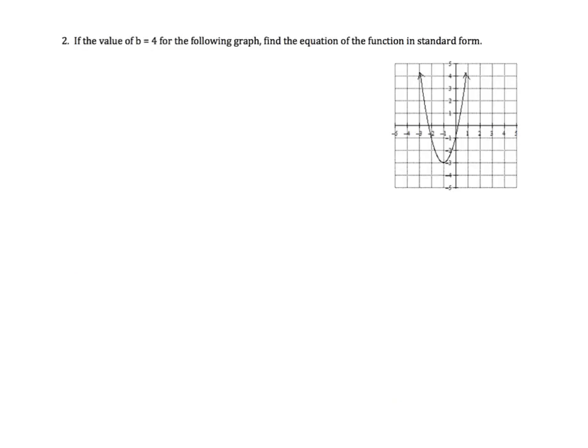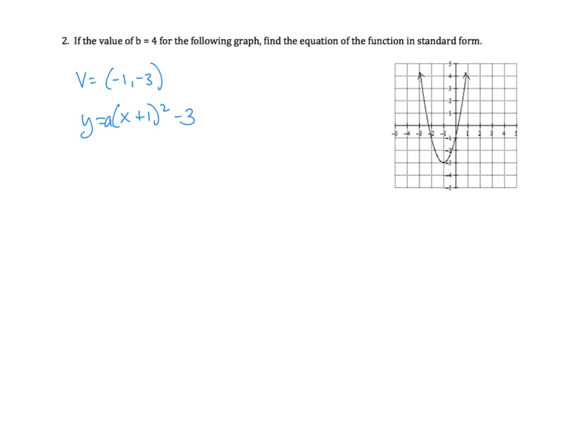Okay, so now let's look at our next question. It says if the value of b is 4 for the following graph, find the equation of the function in standard form. Okay, well, let's see here. What do we know? I know the vertex is at -1, -3. I'm going to do one way, and then I'll show you another one as well. So if my vertex is at -1, -3, then I know that my equation must look like this, with an a value there that I don't know.